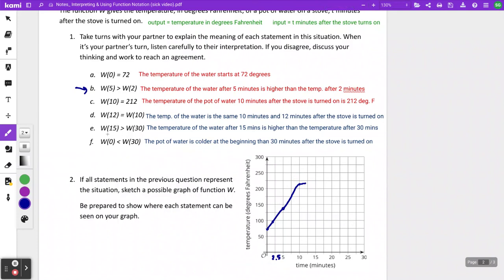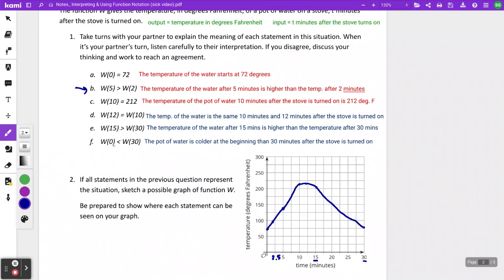Looking at part E, it's saying the temperature is higher at 15 minutes than at 30 minutes. So at 15 minutes right here, that should be higher up than at 30 minutes. So based on that, if 15 minutes is going to be higher, it looks like my line might be going down like that. 15 minutes right here, 30 minutes I've got down here right now. What do you think is happening if that temperature is going down? Well, my guess is the stove was turned off maybe or turned to a lower temperature.